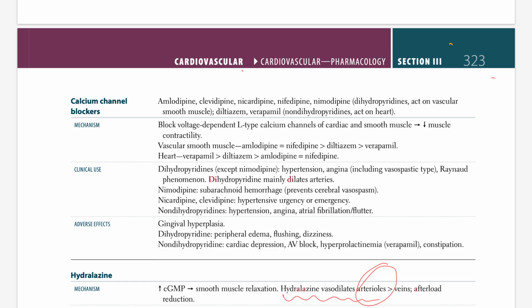Okay, now let's talk about the mechanism of action for CCBs. CCBs block voltage-dependent L-type calcium channels for cardiac and smooth muscles. So not skeletal muscles, right? Because skeletal muscles do not depend upon L-type calcium channels. So only the cardiac and smooth muscles have L-type calcium channels. And that causes a decrease in muscle contractility. When you decrease muscle contractility, again, what are you causing? Relaxation.